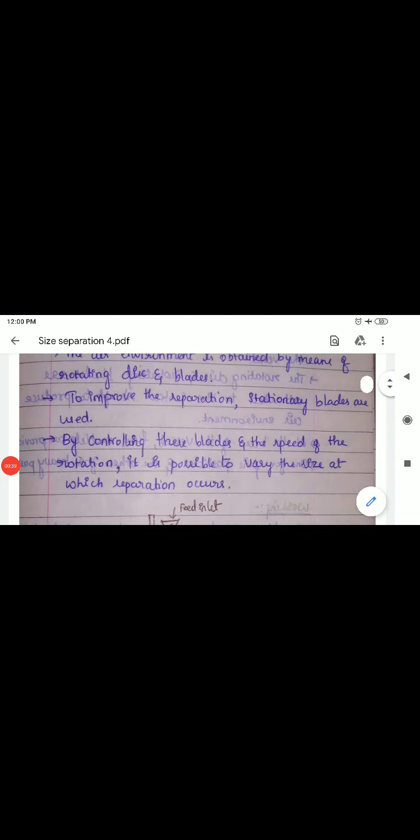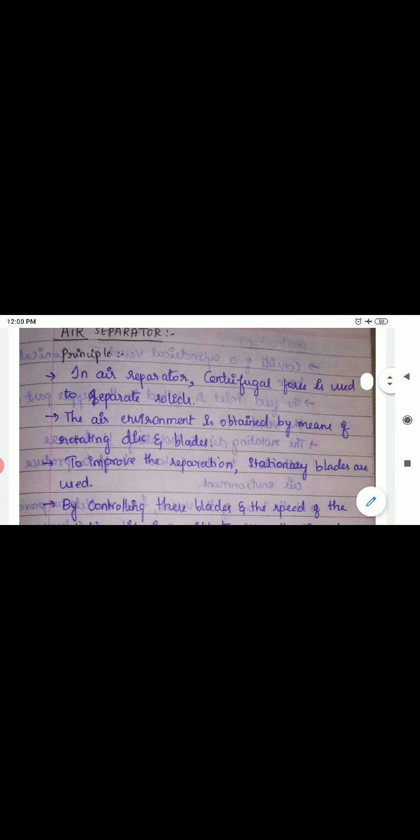At the top it will be connected to a rotating disc or rotating blades, and the feed inlet will be from the top center. The separating principle here also will be centrifugal force. An air environment is obtained by means of the rotating disc and blade. Means here you are not passing air; due to the rotation of the blade and the disc, the air will be created in the direction of the arrow shown in the diagram.